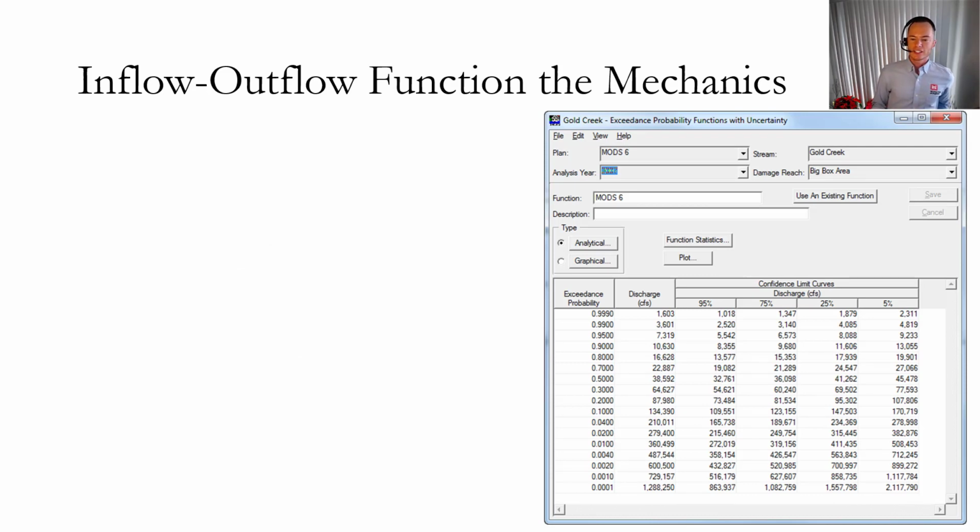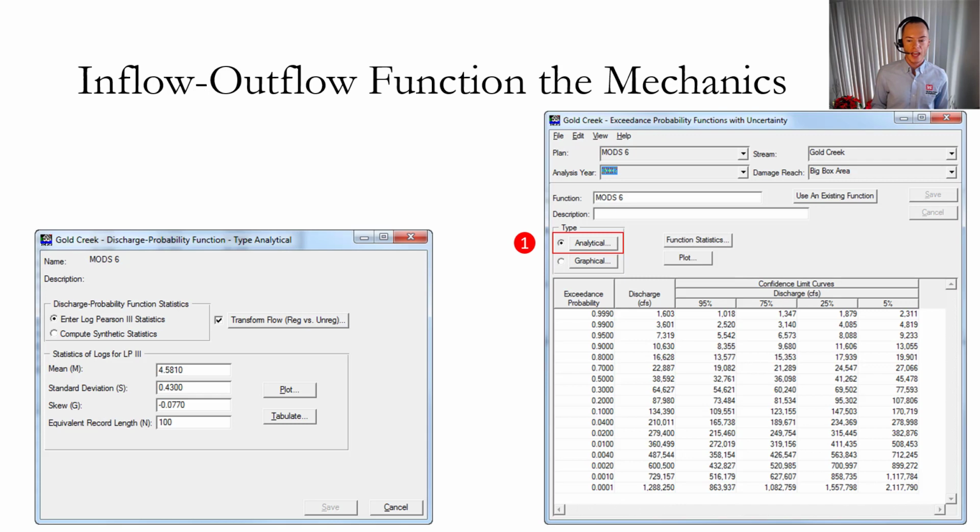Let's take a look at the mechanics of defining an inflow-outflow transform function. First, the unregulated analytical discharge exceedance probability function is defined. Second, enter the log Pearson type 3 distribution statistics. The transform function will not be available if synthetic statistics are computed. Third, enter the mean, standard deviation, skew, and equivalent record length to define the log Pearson type 3 distribution.